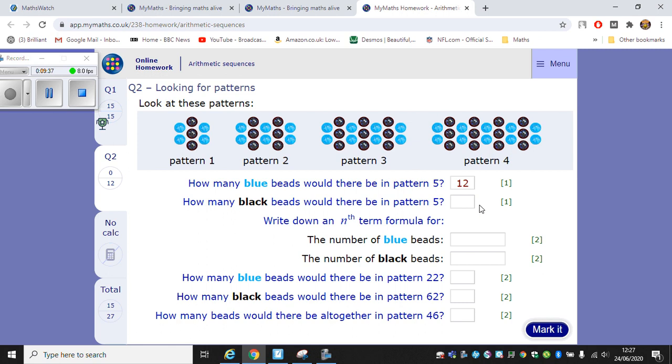What you could do, I've not done it here, but what you could do is draw a little picture to help you out. How many black beads would there be in pattern number 5?